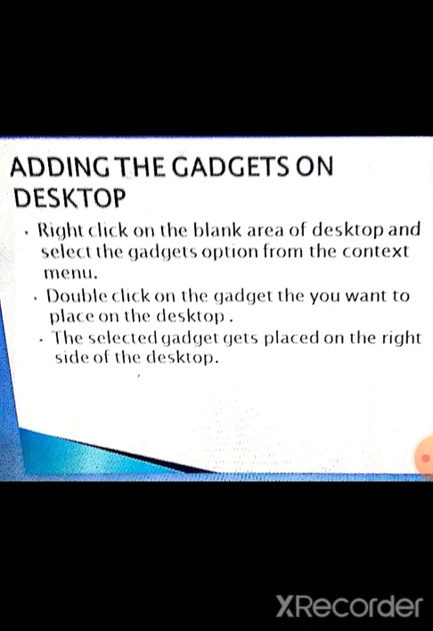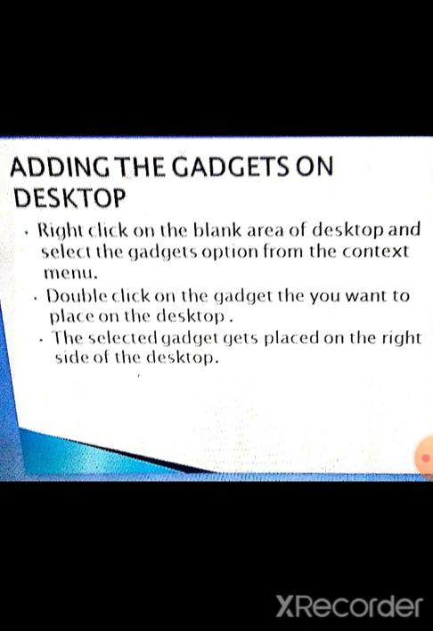The gadget gallery window contains many mini programs such as calendar, clock, CPU meter, weather, etc. Double click on the gadget that you want to place on the desktop. Suppose you want to place calendar on the desktop, then double click on the calendar. The selected gadget gets placed on the right side of the desktop. Means you have selected the calendar, so it is placed at the right side of the desktop.